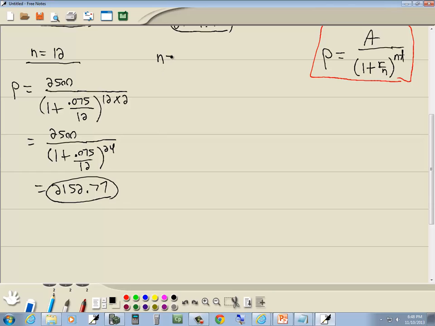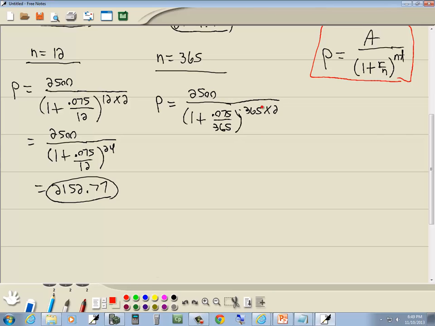Then we got N is equal to 365. We use the same formula. So we got P is equal to A, which is 2,500, over 1 plus R, which is 0.075, divided by N, which is 365, raised to the NT power, which is 365 times 2.